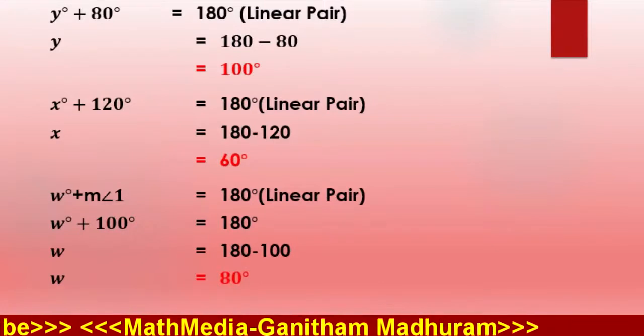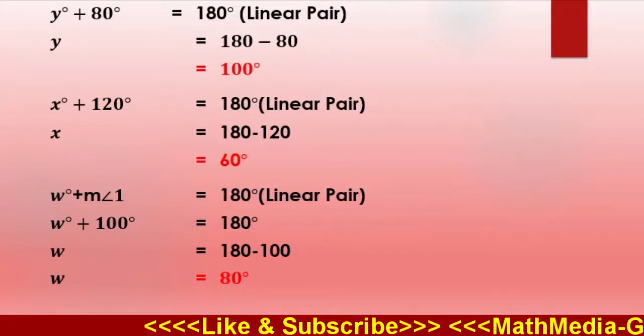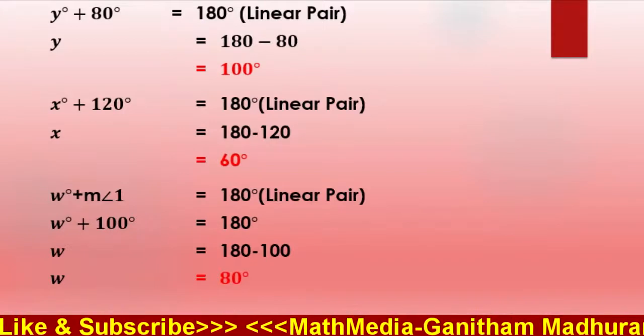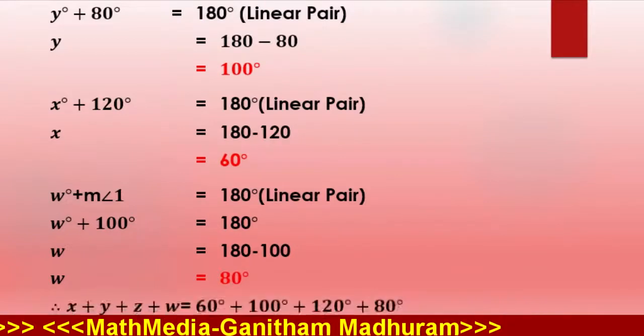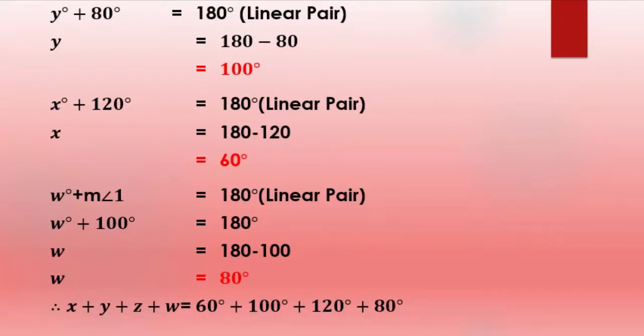Now we found the values of x, y, z and w. Our question is find x plus y plus z plus w. So we can substitute the values. So we get 60 plus 100 plus 120 plus 80 degrees. While adding we get 360 degrees.